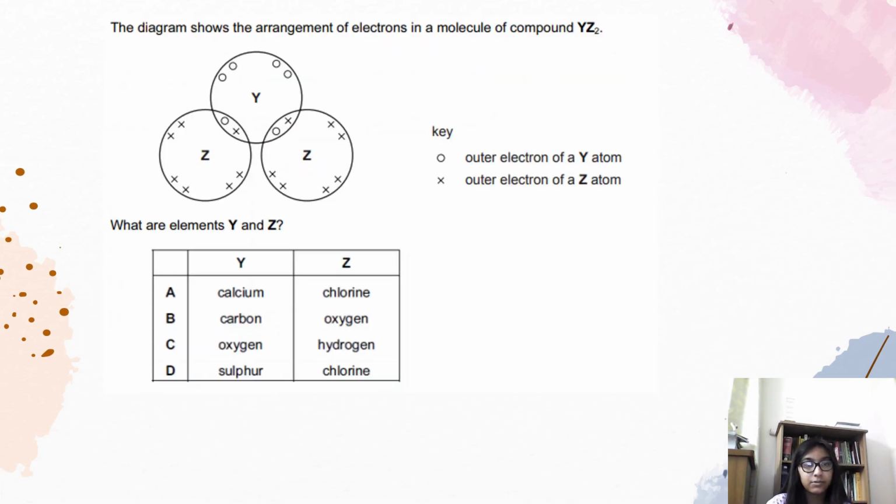The diagram shows the arrangement of electrons in a molecule of compound YZ. What are the elements Y and Z? The electrons of Y are represented using dots, whereas the electrons of Z are represented by crosses. The number of electrons in Y is 6, so it is from group 6, and the number of electrons in Z is 7, and so it belongs to group 7. Option D is the only one that shows the combination of elements from group 6 and 7 for Y and Z respectively. Therefore, D is our answer.